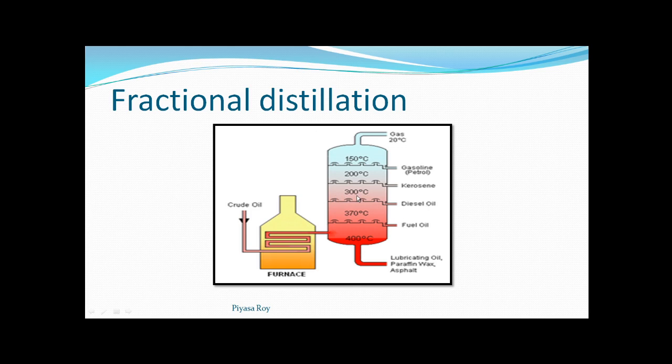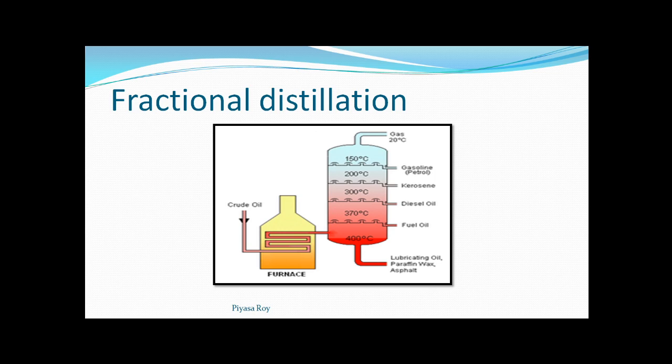Diesel will vaporize at 300 degrees centigrade. Fuel oil will vaporize at near about 370 degrees centigrade, and after that it will condense. So in this manner we can separate different components of crude oil. So the fractional distillation process can be used to separate miscible mixtures where there is a difference in their boiling points. Suppose alcohol and water can be separated in this manner, as these are miscible liquids.